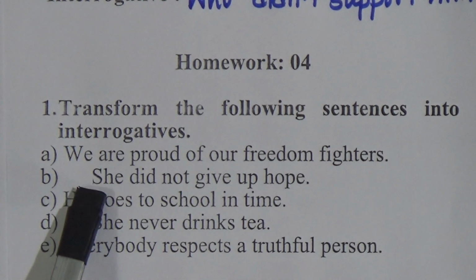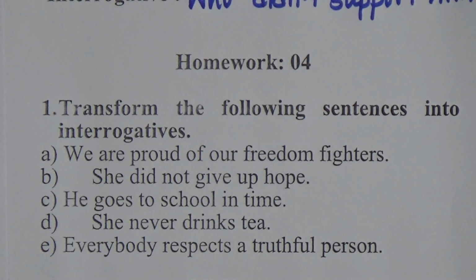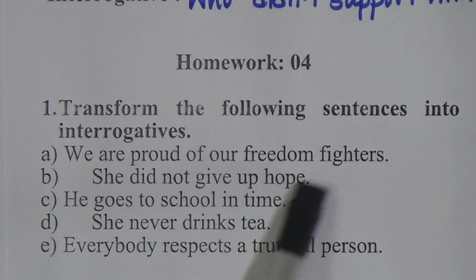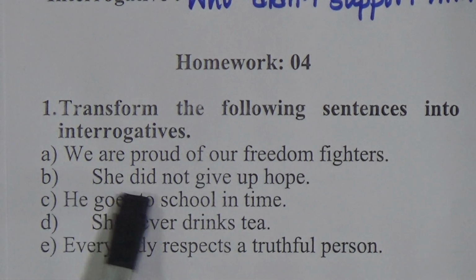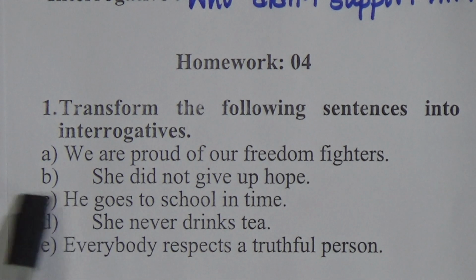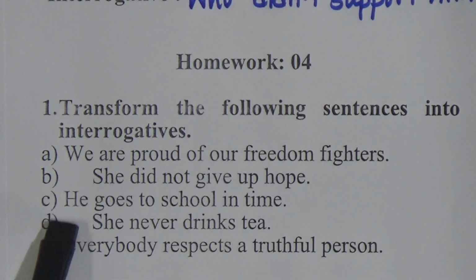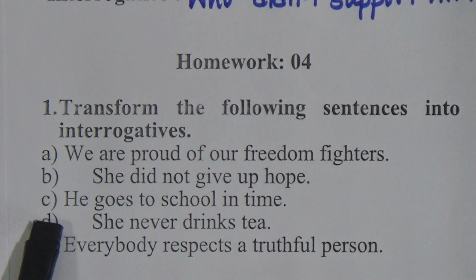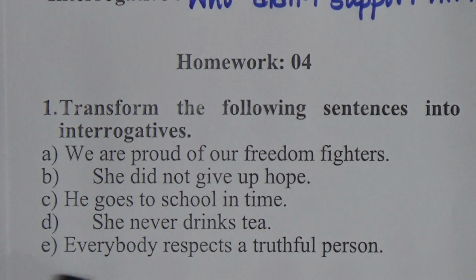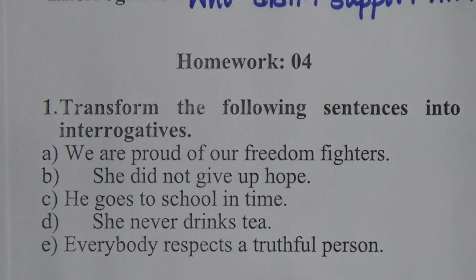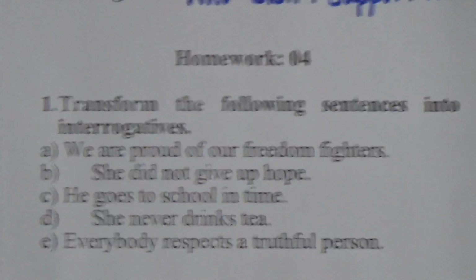You will transform this sentence into interrogatives. Number A, we are proud of our freedom fighters. Number B, she did not give up hope. Number C, she goes to school in time. Number D, she never drinks tea. And number E, everybody respects a truthful person. So there are 5 sentences and you will transform them into interrogative sentences.